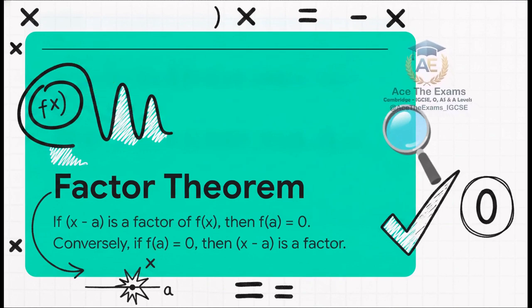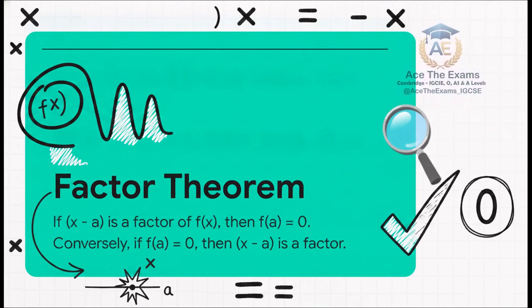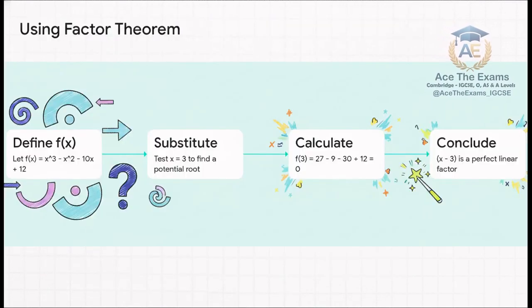You literally just take that value a, plug it into your original equation wherever there's an x, and do the basic arithmetic. If your final answer is exactly 0, congratulations, you just proved it's a perfect factor. Let's see how efficient this is in action.